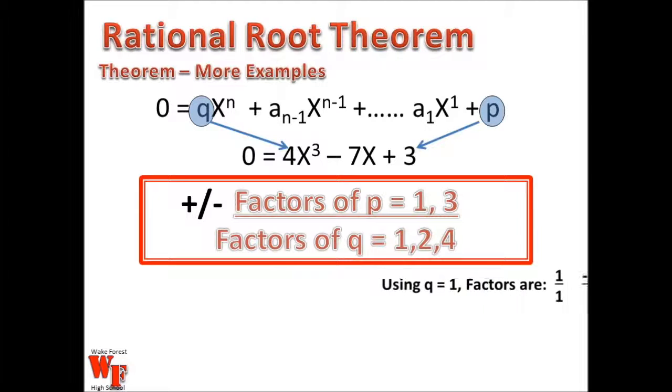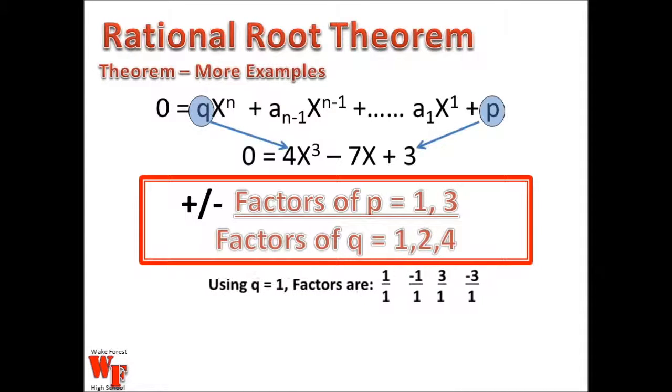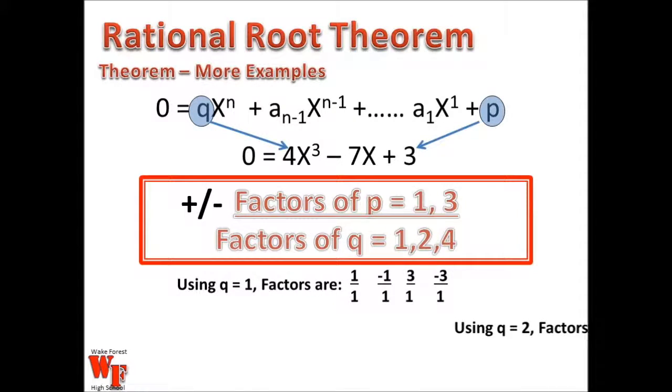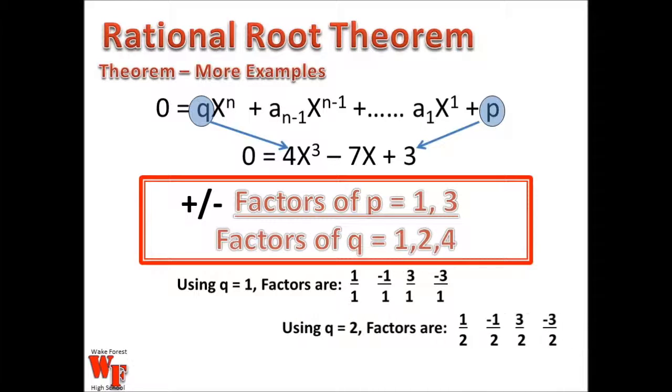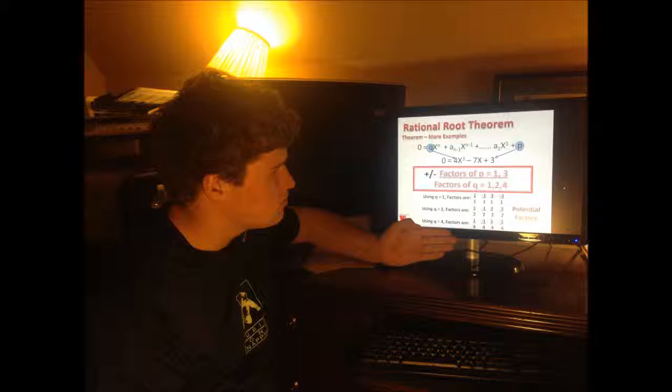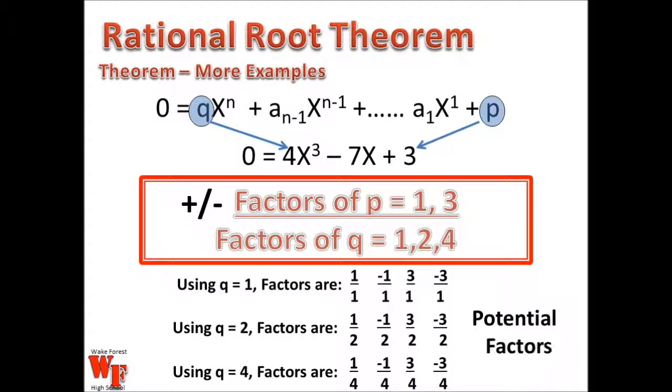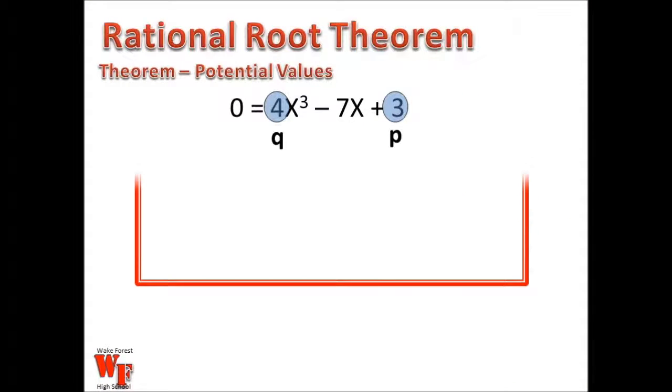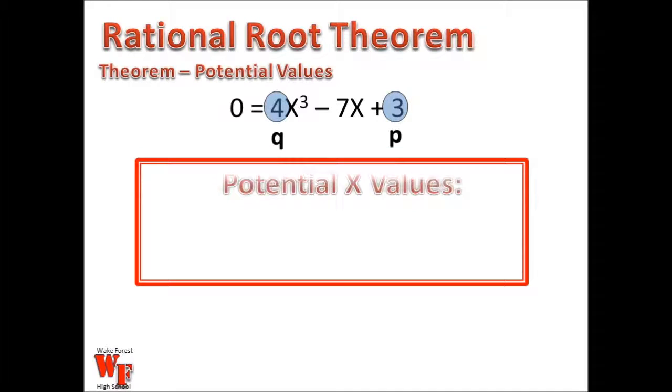Using q as 1, here are the factors. Using q as 2, here are the factors. And using q as 4, here we have the potential values for this equation: positive or negative 1, positive or negative 3, positive or negative 1/2, positive or negative 1/4, positive or negative 3/4, or positive or negative 3/2.